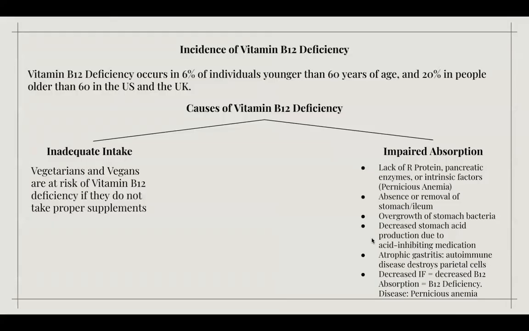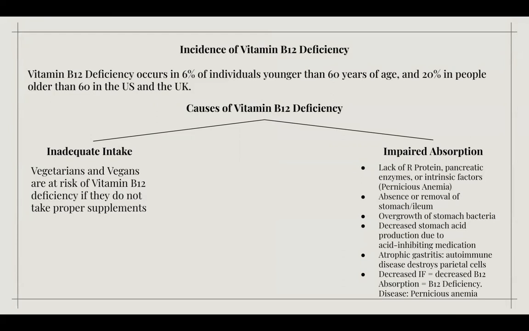What is the incidence of vitamin B12 deficiency? Vitamin B12 deficiency occurs in 6% of individuals younger than age 60 and 20% in people older than 60 in the US and the UK. There are 2 main causes for vitamin B12 deficiency. 1, inadequate intake. 2, impaired absorption.